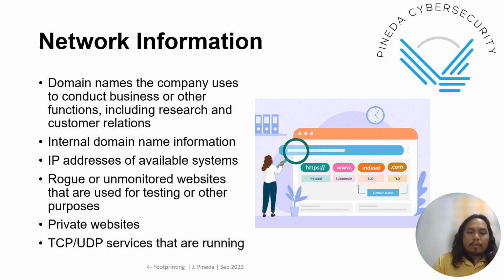Okay. Rogue or unmonitored websites, like if they are updating the website to a new version, and then the old version is still there, or a test website or a UAT website, that you might be able to get more information or some juicy information from, then you can also check it out. Private websites, intranet websites that you know accidentally have been set to public, and TCP and UDP services that are running.